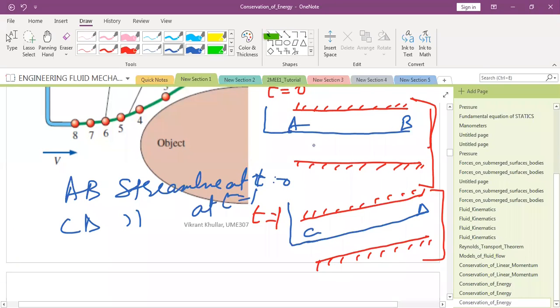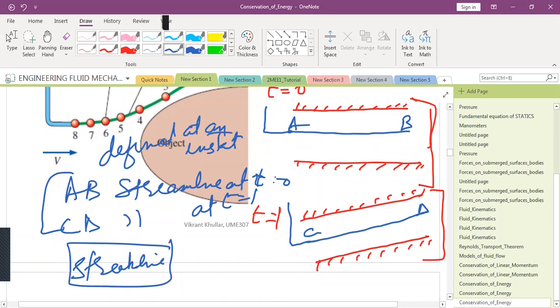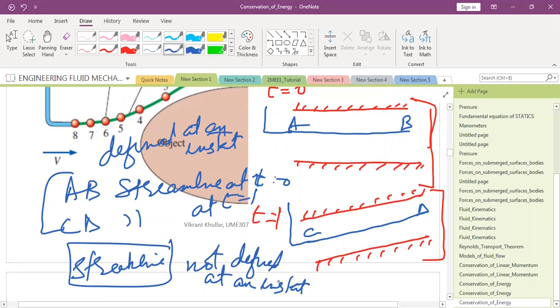Now what about the streak line? What is a streak line? Do you define a streak line at an instant? No. A streak line is not defined at an instant. So please remember, a streamline is defined at an instant, but a streak line is not defined at an instant. It is defined by whatever has passed through that point with respect to time.